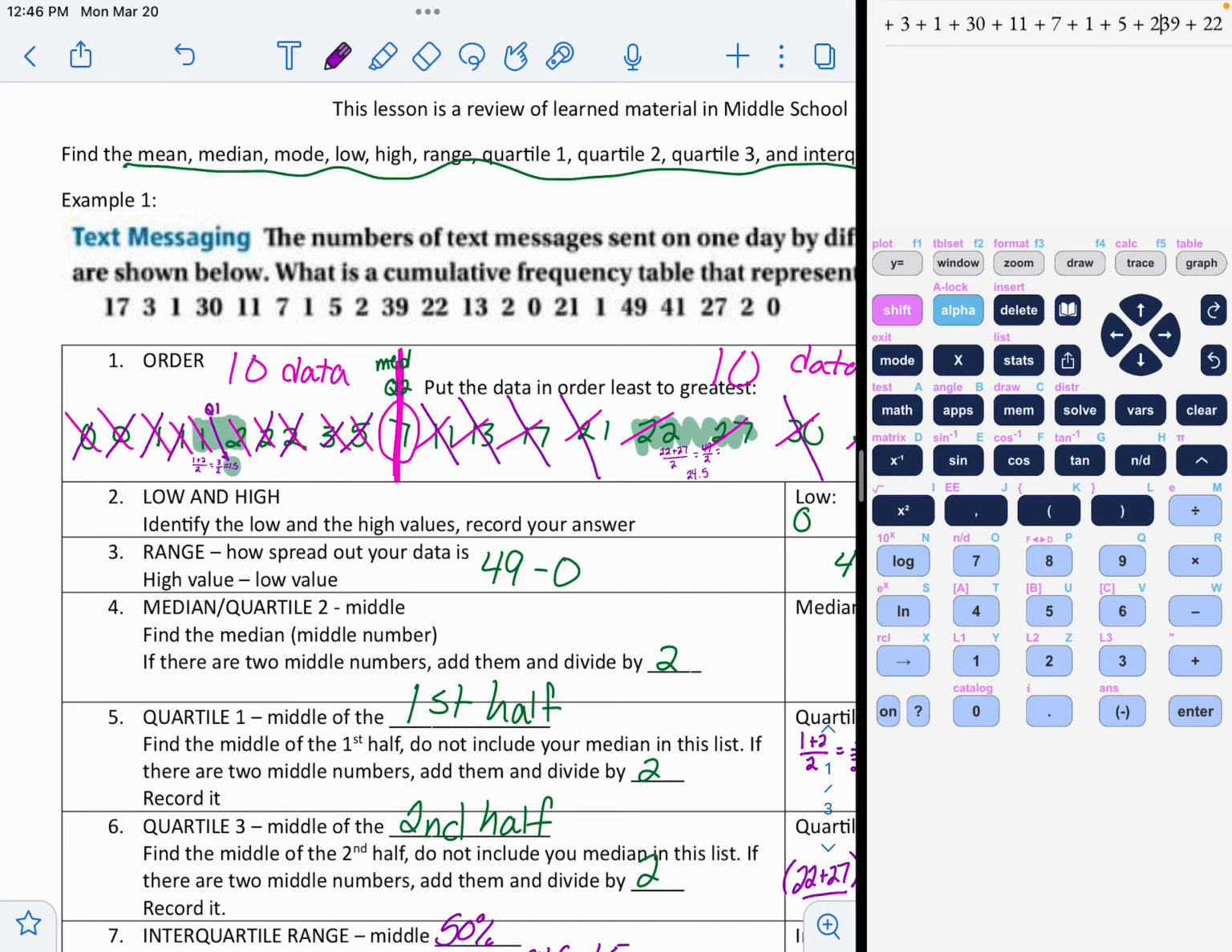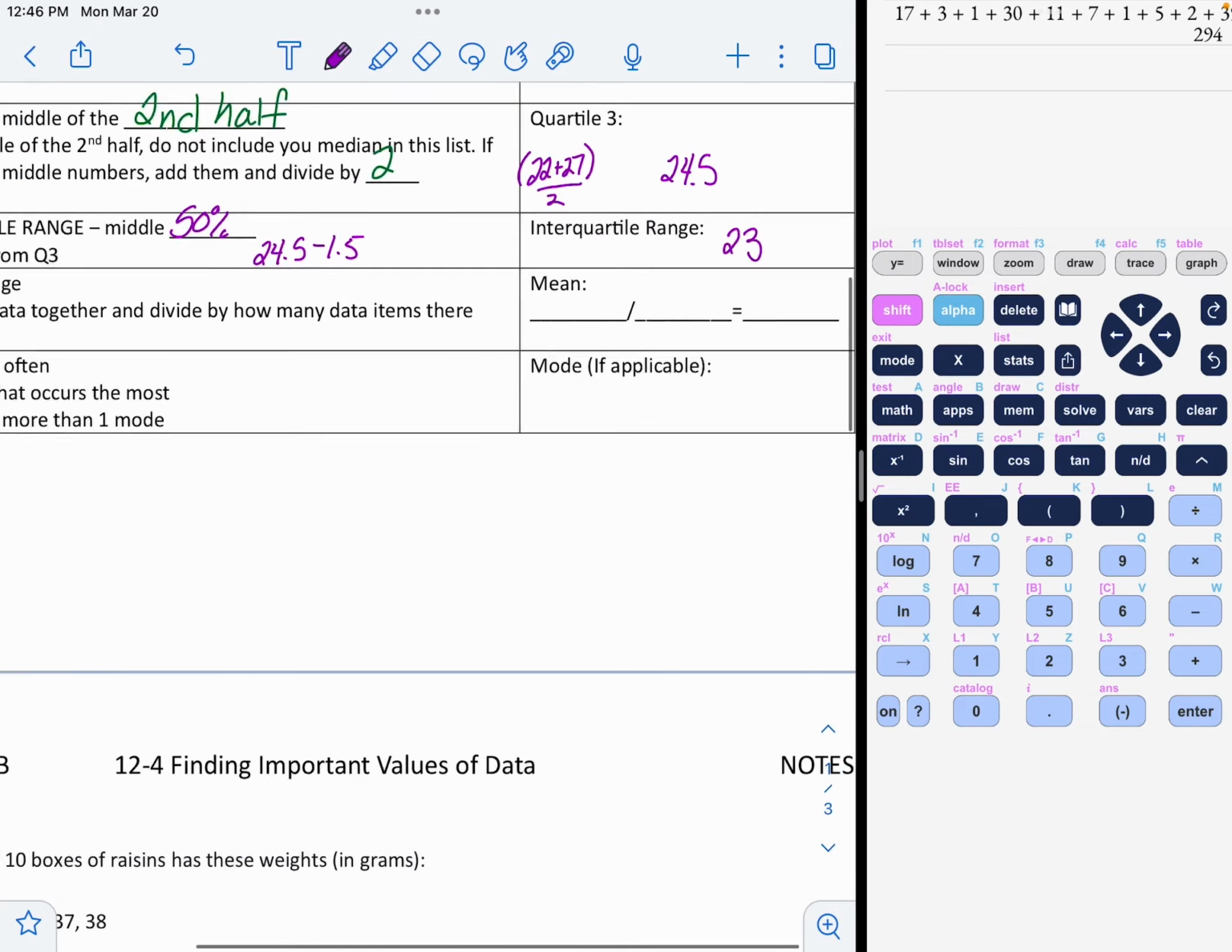I missed a plus sign in front of my 39. Okay, after 22, add 13, 2, and 0. I know I don't need the 0. Then 21, 1, and 49. Then 21, 41, and 27, and 2 and 0. Again, I know I don't need the 0. So I have 294. And hopefully I did that right.